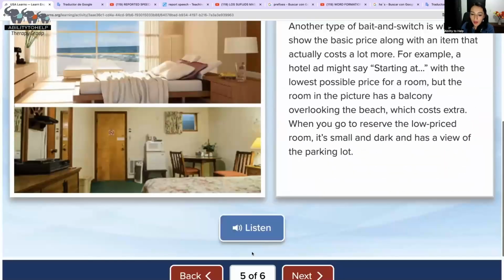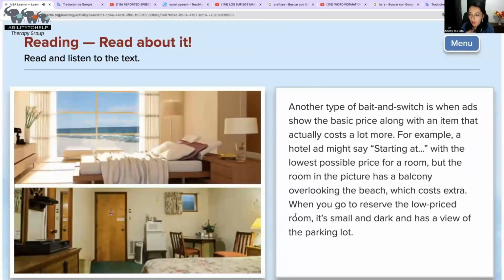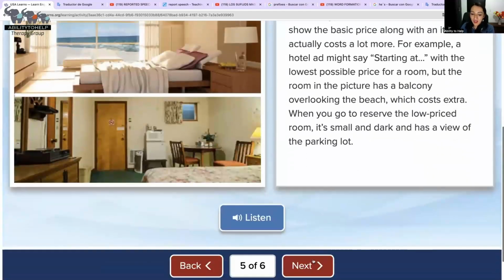Another type of bait and switch is when ads show the basic price along with an item that actually costs a lot more. For example, a hotel ad might say starting at, with the lowest possible price for a room, but the room in the picture has a balcony overlooking the beach, which costs extra. When you go to reserve the low-priced room, it's small and dark and has a view of the parking lot. That is dishonest.